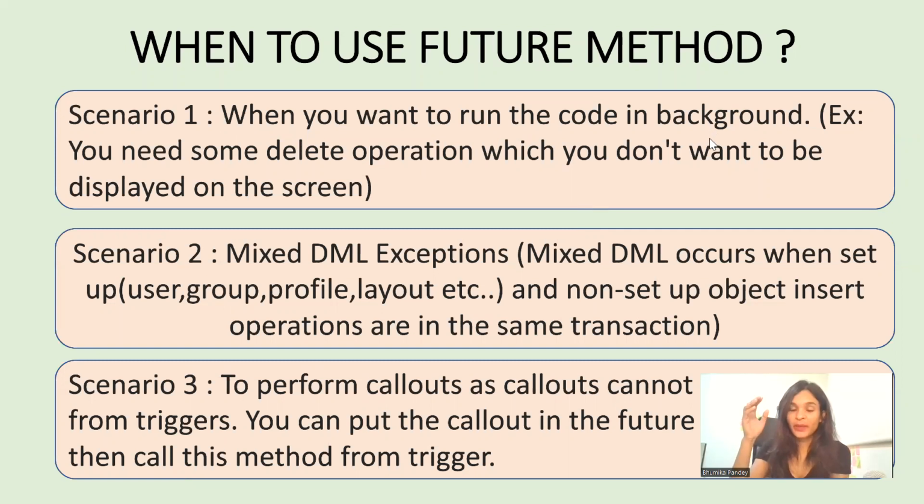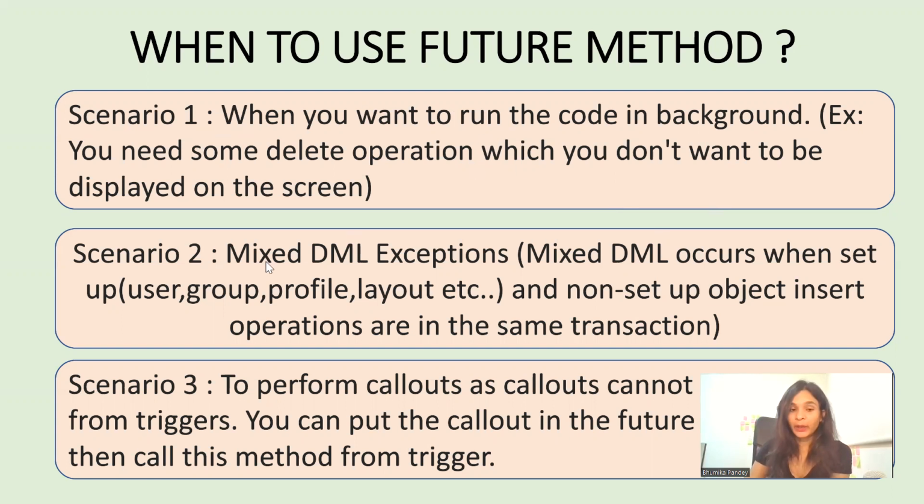So let's say, based on some logic, you want to perform any kind of deletion. Let's say you want to delete some account records when the account status is something, or if the account is not active, then you want to delete that account. Any kind of such logic for which you don't want it to be displayed on the UI. There's no need, right? These are the kind of operations that can run in the background. So if you have any such requirement, you can write a method, make it a future method, so that it will run asynchronously. This is the kind of requirement where you want your code to be run in the background, so that will fall under scenario one. So this is when you can use the future method.